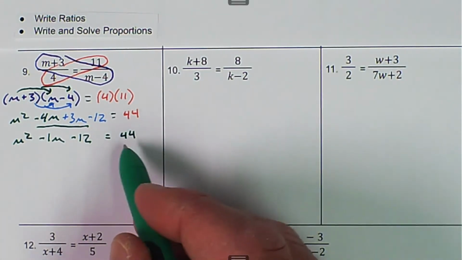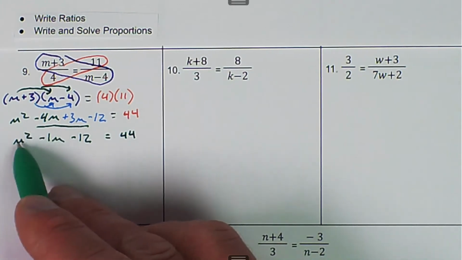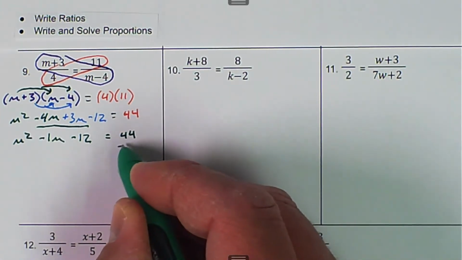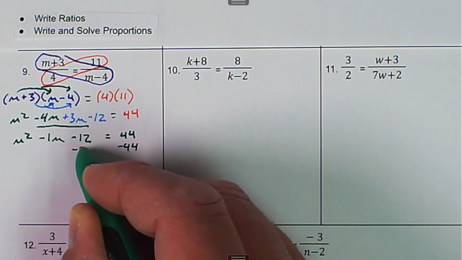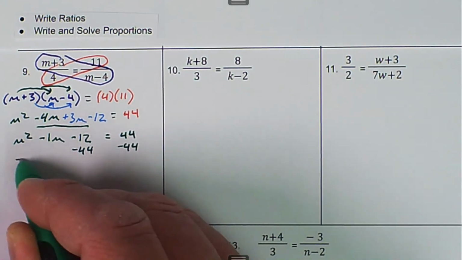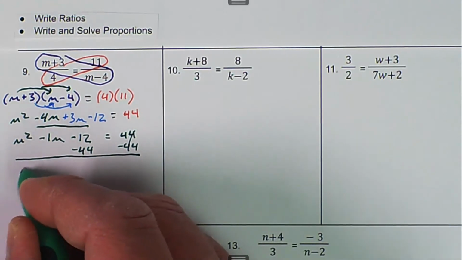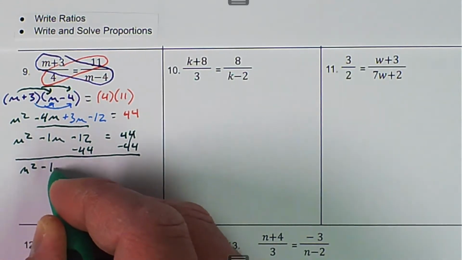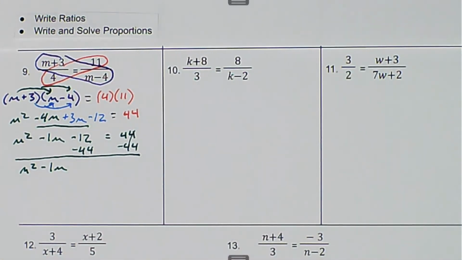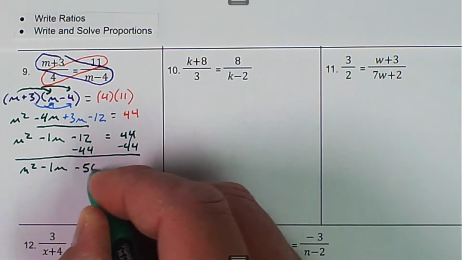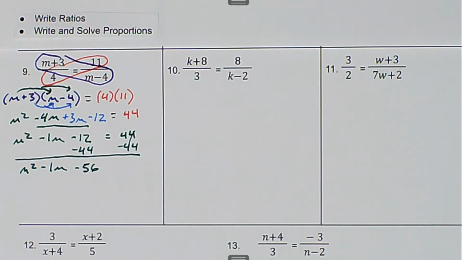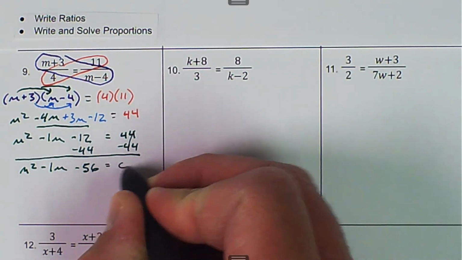Then we need to get 0 on one side because this is a quadratic, because of the m squared. So we're going to subtract 44 from both sides of the equal sign. And our 44s cancel, and we're left with m squared minus 1m, and then minus 56. And that's going to be equal to 0.